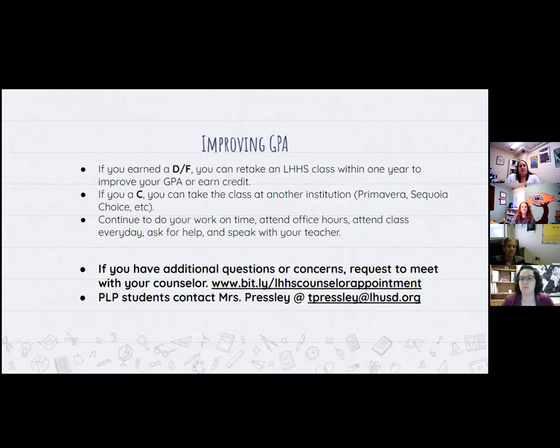If you earned a B or a C, unfortunately, you cannot retake these classes on our campus. So your options would be to go to another institution like Primavera or Sequoia Choice. You would then take your transcript from Primavera or Sequoia Choice and send that transcript to the university that you're applying to with your LHHS transcript. So we will not do grade replacements for B's and C's.